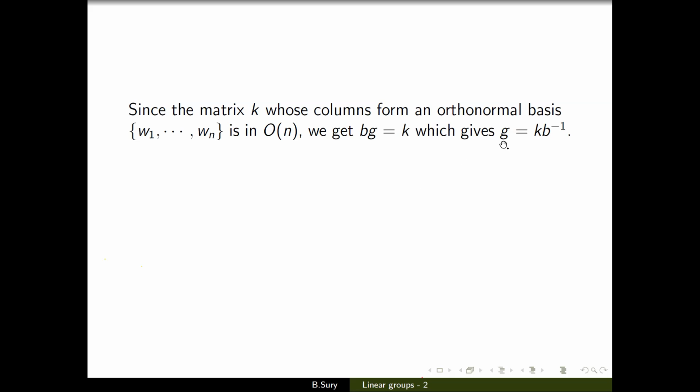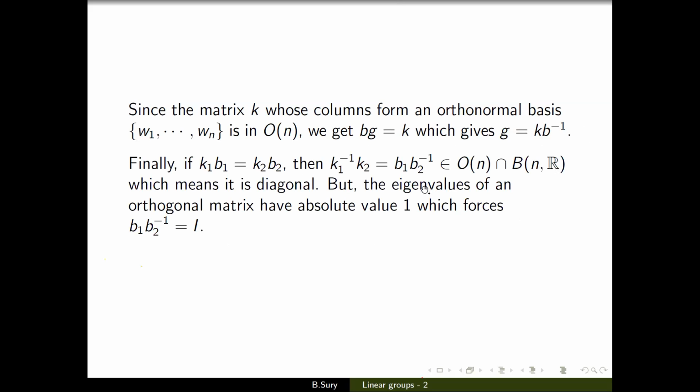So this gives G is K B inverse. That means any invertible matrix is an orthogonal matrix times an upper triangular invertible matrix. So to say uniqueness, that is why I took this positivity here. Suppose you have two decompositions, K1 and B1, K2 and B2, K1 and K2 orthogonal matrices, B1 and B2 upper triangular matrices. Then take the Ks to one side, Bs to the other side.